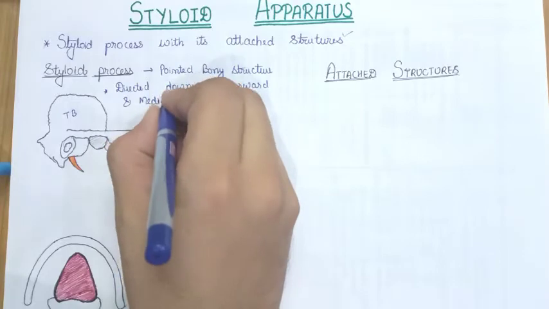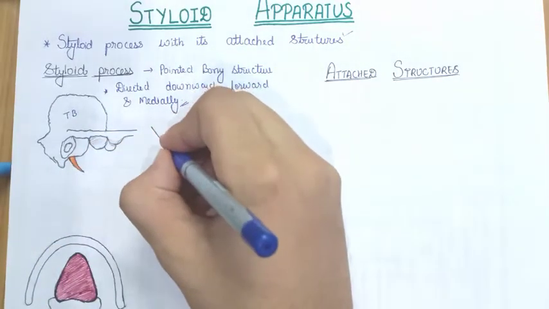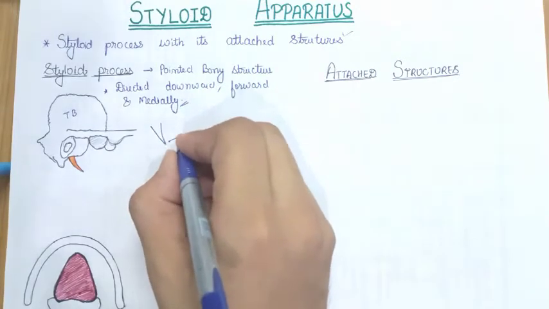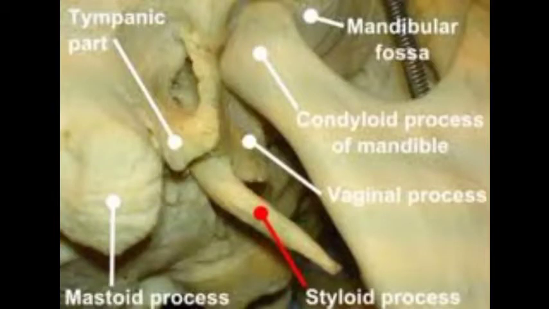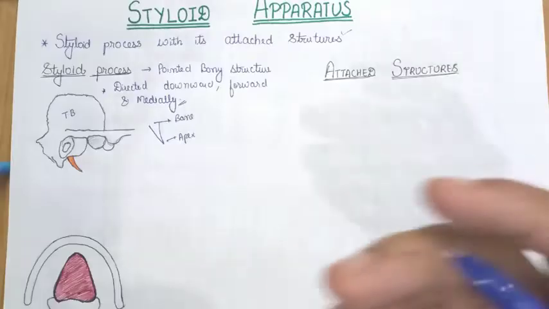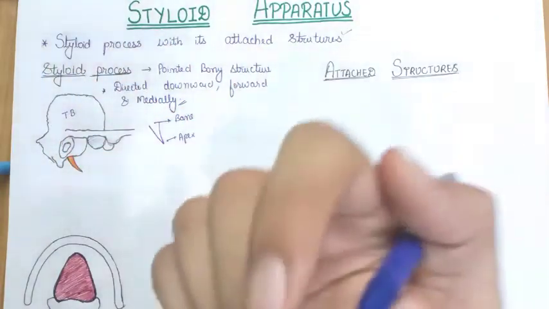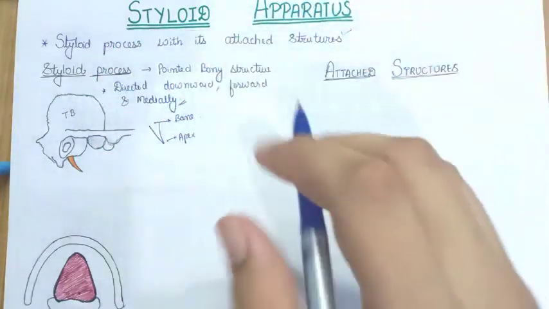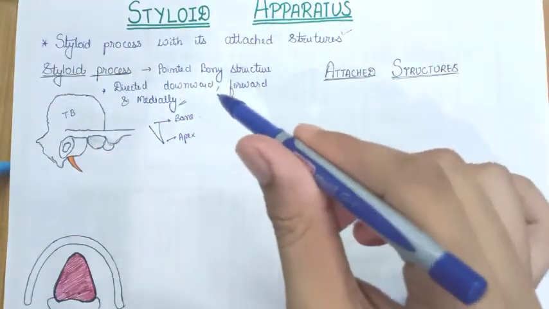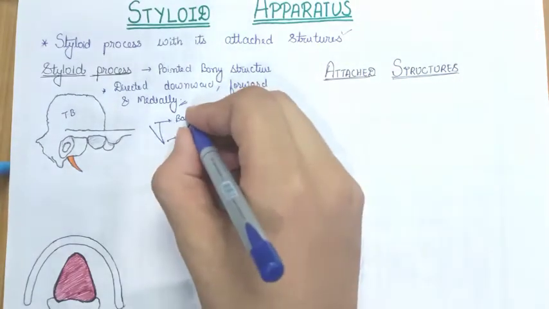This is a point you must know about the styloid process. As you can see, it is a pointed structure. It has an apex and a base. This is how the styloid process is present: forward, downward and medially. You must have the knowledge of all these things before discussing the styloid apparatus. So I think you are now quite aware of the styloid process and the direction of its projection. It has an apex and a base.